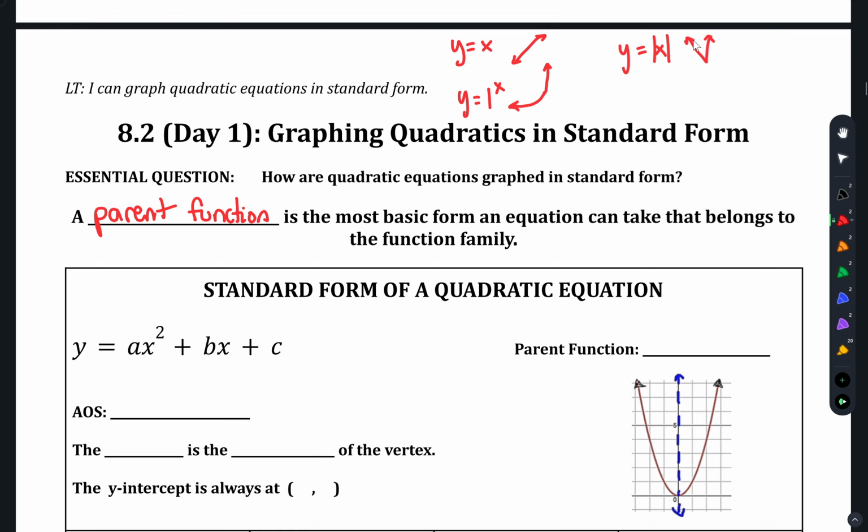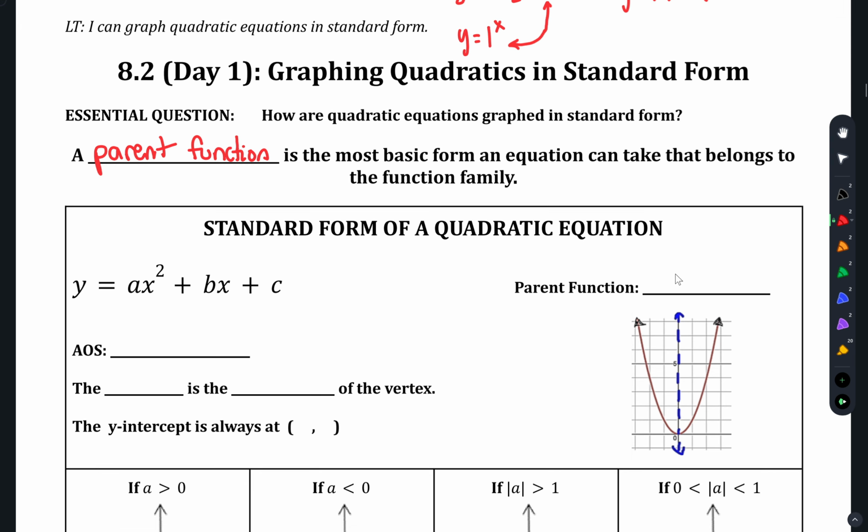shape. So for a parabola, the thing that creates the parabola shape is y equals x squared. That is its parent function. I can add and multiply and subtract and divide a bunch of stuff to this equation. But as long as I have that y equals x squared part, it's going to take the shape of a parabola, okay? When I add stuff to it, it's called a transformation, and that's what we're going to be talking about for the next couple days.